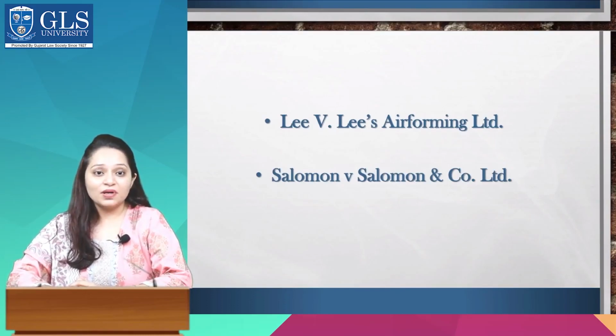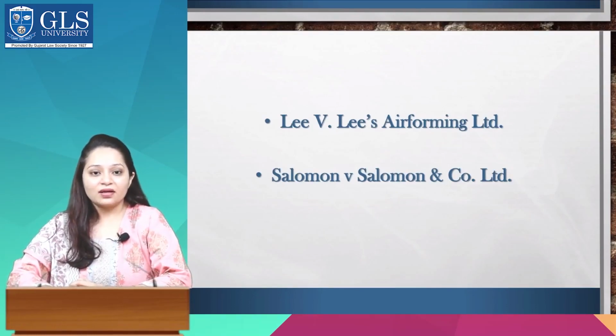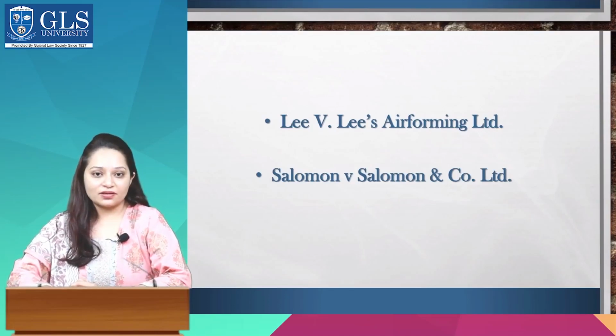After some time, the company went into liquidation. At that time, the statement of affairs was like this: assets were worth 6,000, liabilities included debentures of 10,000, and unsecured creditors of 7,000. So we can make out that assets were running short of its liabilities.